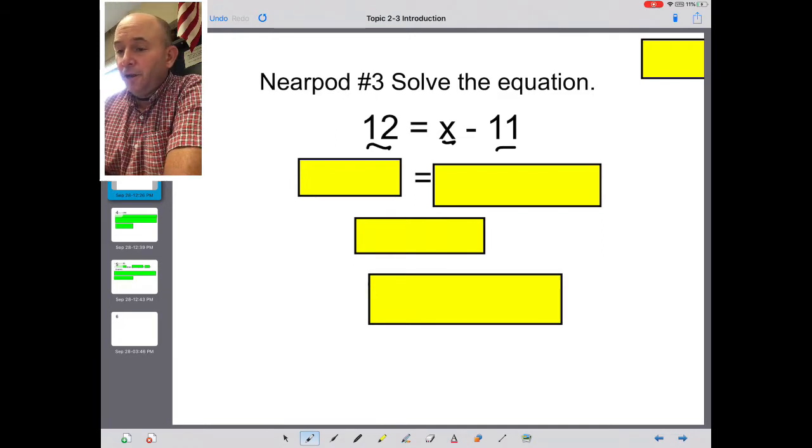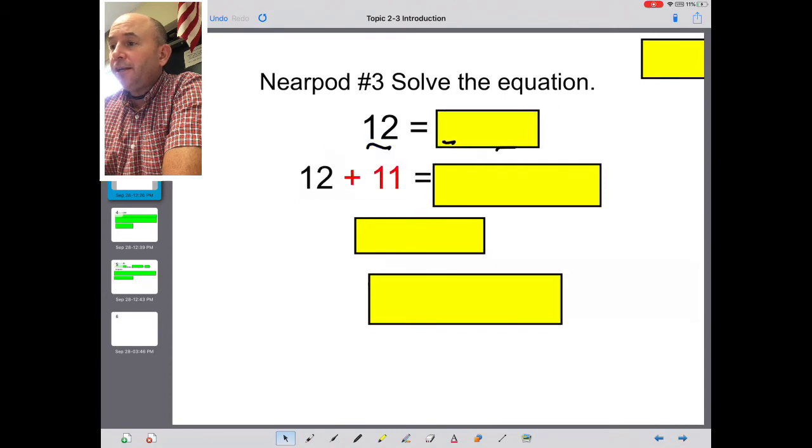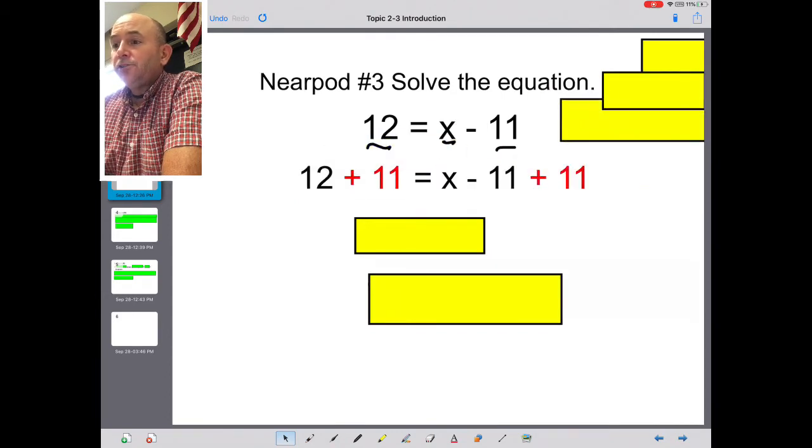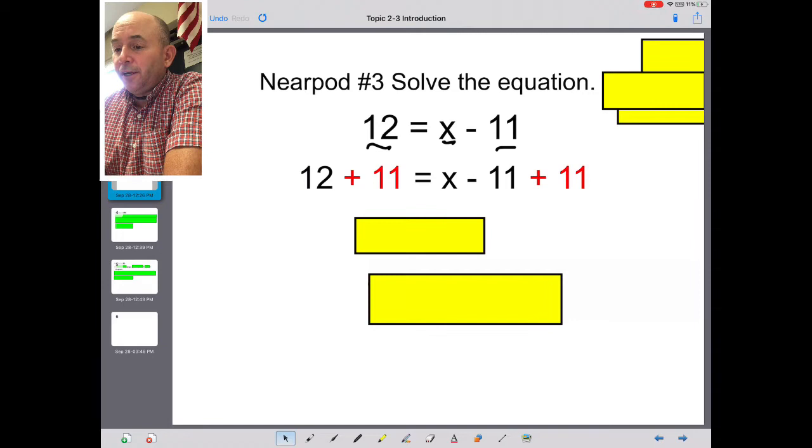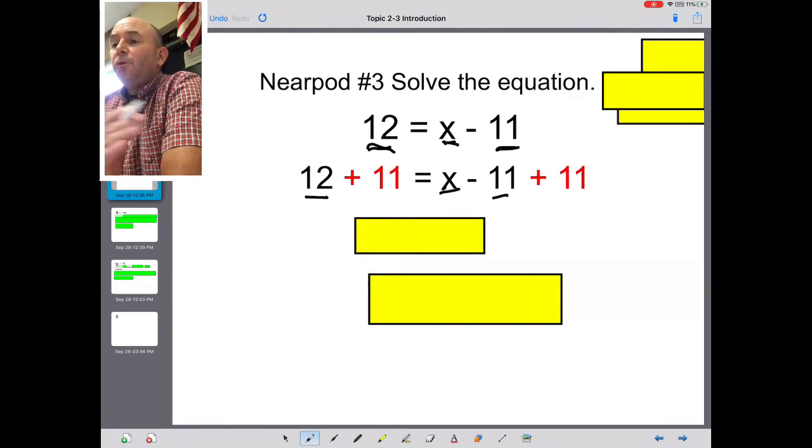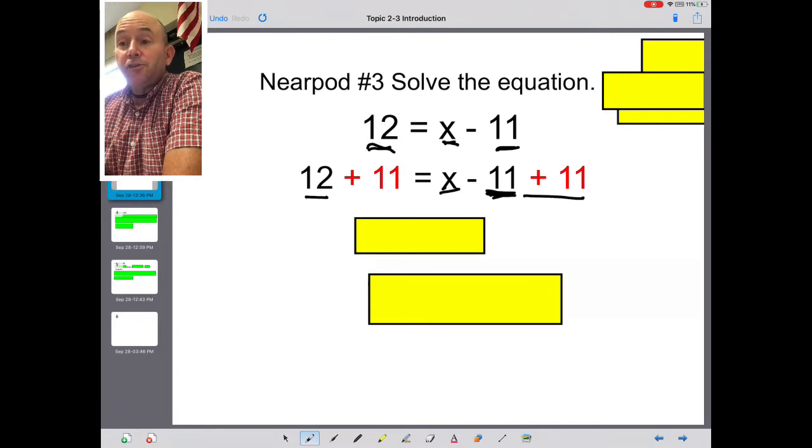Okay, kids, here we go. The first thing we'd want to do is set it up to solve. So we would bring down our original parts. We have 12, and we have x, and we have take away 11 or negative 11. What we want to do is the inverse operation of subtracting 11, which means we're going to add 11. But we're going to make sure that we add 11 to both sides of the equation.